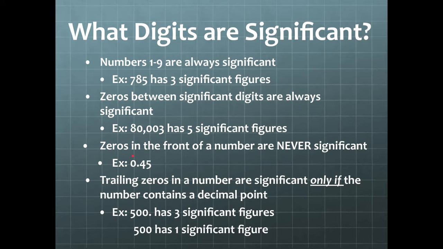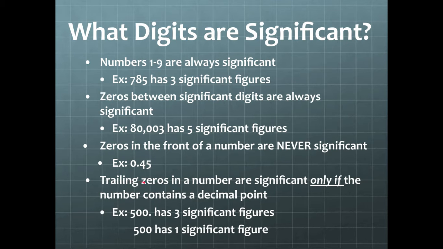Now, zeros in the front of a number are never significant. If you look at my example here, this 0 in the front will never count. So I have 1, 2 significant figures in this example because that 0 does not count.